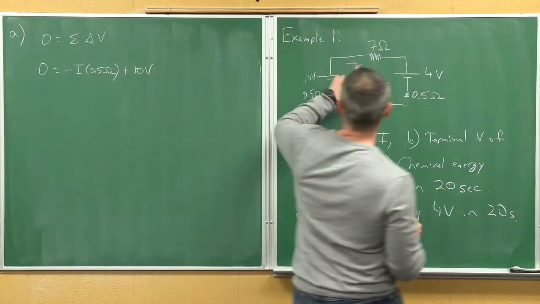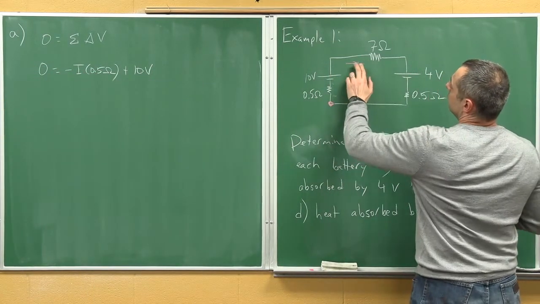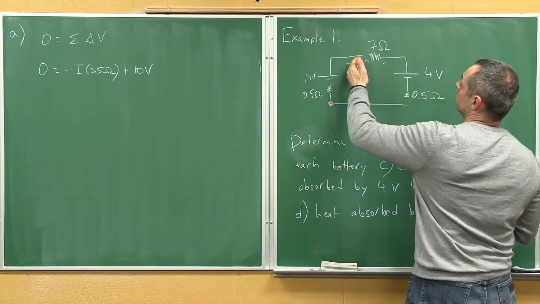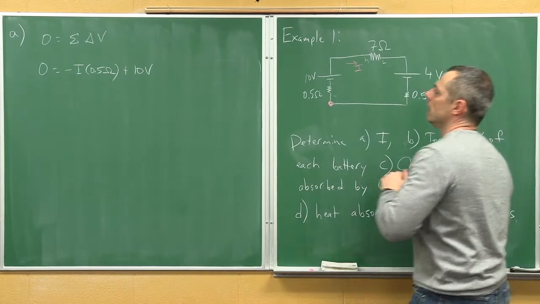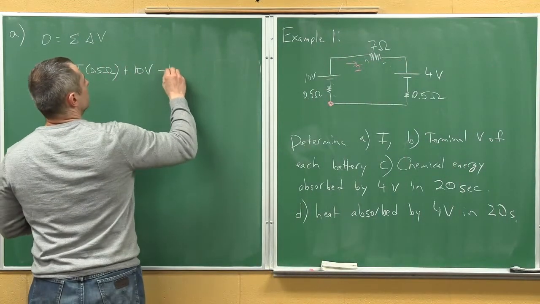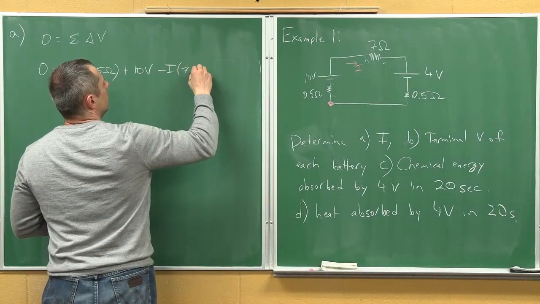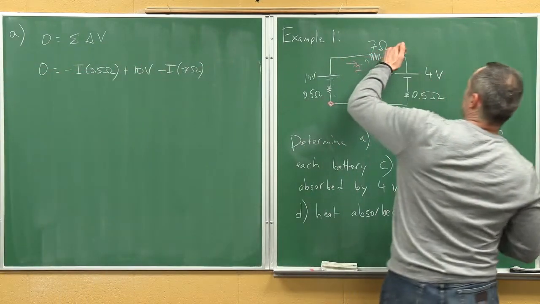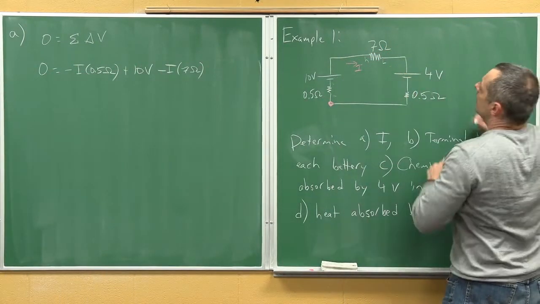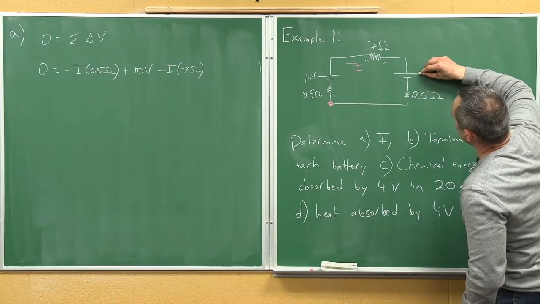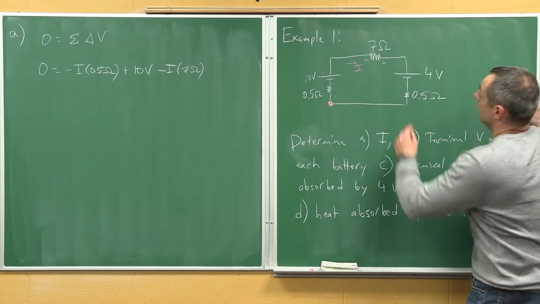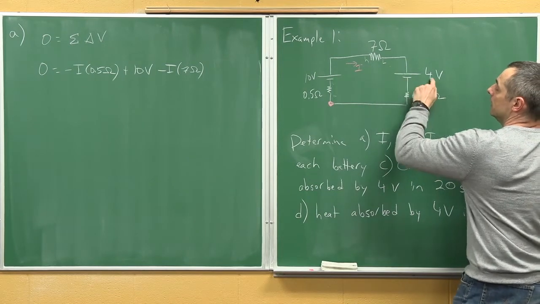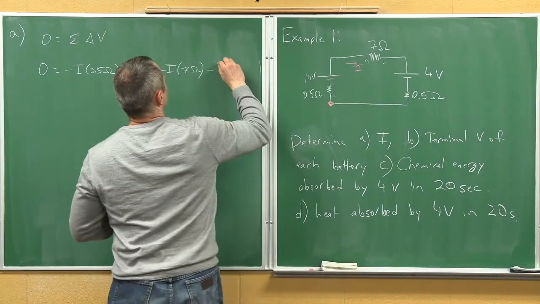Ant keeps walking, encounters this resistor, follows the current. So this is high voltage, this is low voltage, so it's going to go minus IR. We don't know what I is, so we'll just say minus 7 ohms like that, minus IR. And then the ant encounters the chemical reactions here. The ant steps from the positive side of the chemical reactions to the negative side, so it's going to go down 4 volts to the negative side of the battery. So minus 4 volts, oops.